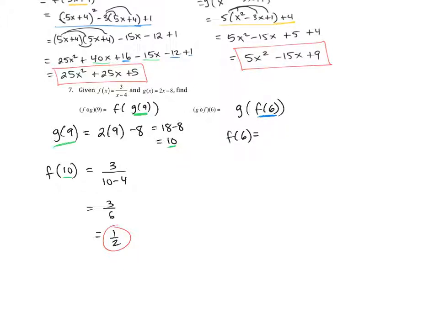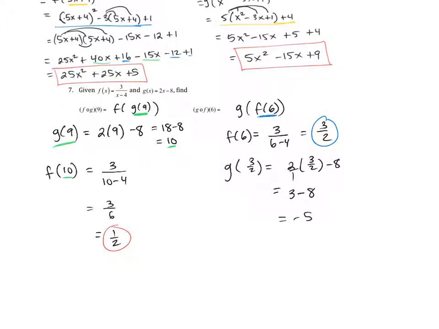Okay, so the f function takes 3 divided by x minus 4, so 6 minus 4. That would be 3 over 2. All right, so that's now going to be what we input into g. So g of 3 over 2 is, let's see, the g function takes 2 times x, so 2 times 3 halves, and then minus 8. So I would get, multiplying straight across, 6 halves, that simplifies to 3, minus 8, so we'd have negative 5. And that is done.